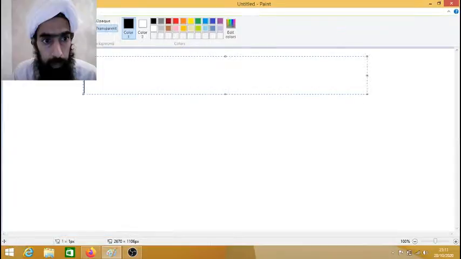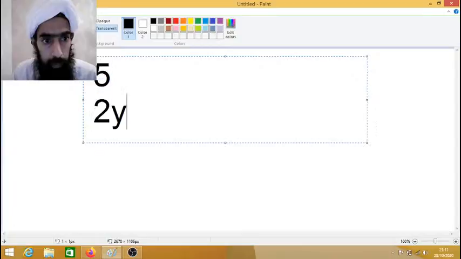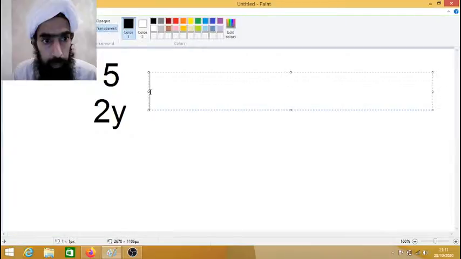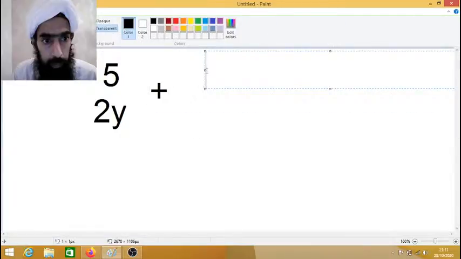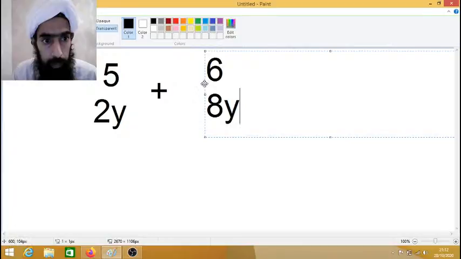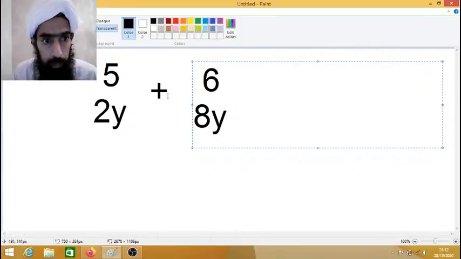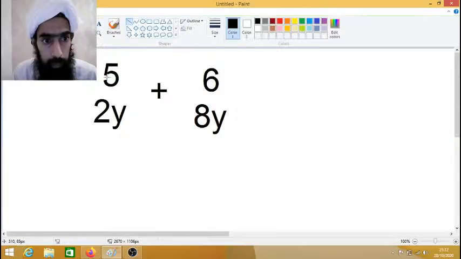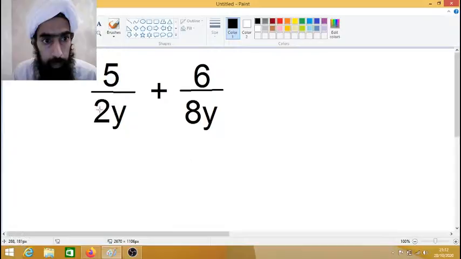So now when it comes to adding fractions, particularly algebra ones, so let's say I had 5 over 2y plus 6 over 8y. Here I can't just go ahead and add the tops and get the new answer, because the bottom, called the denominator of the fraction, is different. 2y is different to 8y. So I need to make the denominator the same if I'm going to add these.